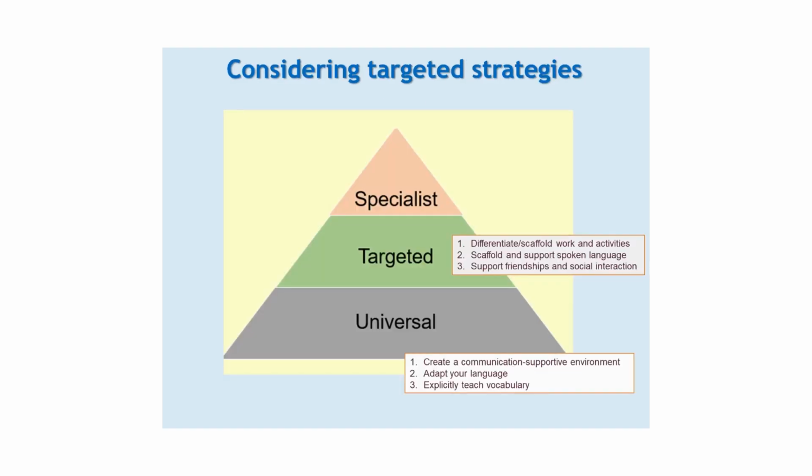Considering targeted strategies. At the universal level, create a communication supportive environment, adapt your language, and explicitly teach vocabulary. At the targeted level, differentiate and scaffold work and activities, scaffold and support spoken language, and support friendships and social interaction.